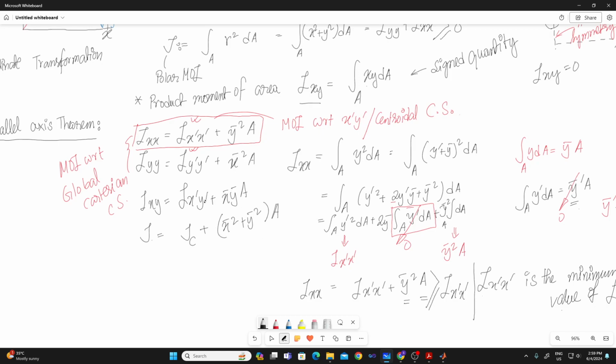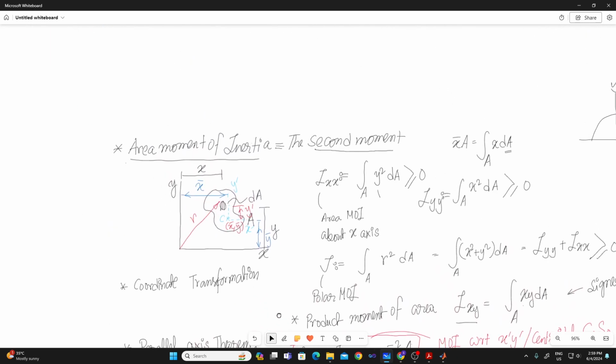Now this type of transformation, as you can see, is happening between two coordinate systems. One is xy and one is x prime and y prime. Of course the x prime y prime coordinate system is a centroidal coordinate system, and xy over here we have assumed to be the global Cartesian coordinate system. But over here these two coordinate systems are parallel to one another.